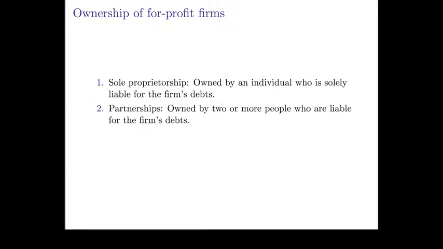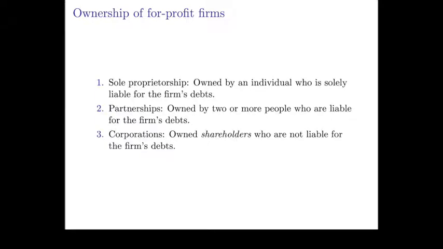Now, the next step in terms of a more complicated structure would be a partnership. So two or more people would join together to form a firm. But other than the fact that there's more than one person, it's very similar to a sole proprietorship in the sense that the individuals who own the firm are liable for the firm's debts, and they receive the firm's profits.